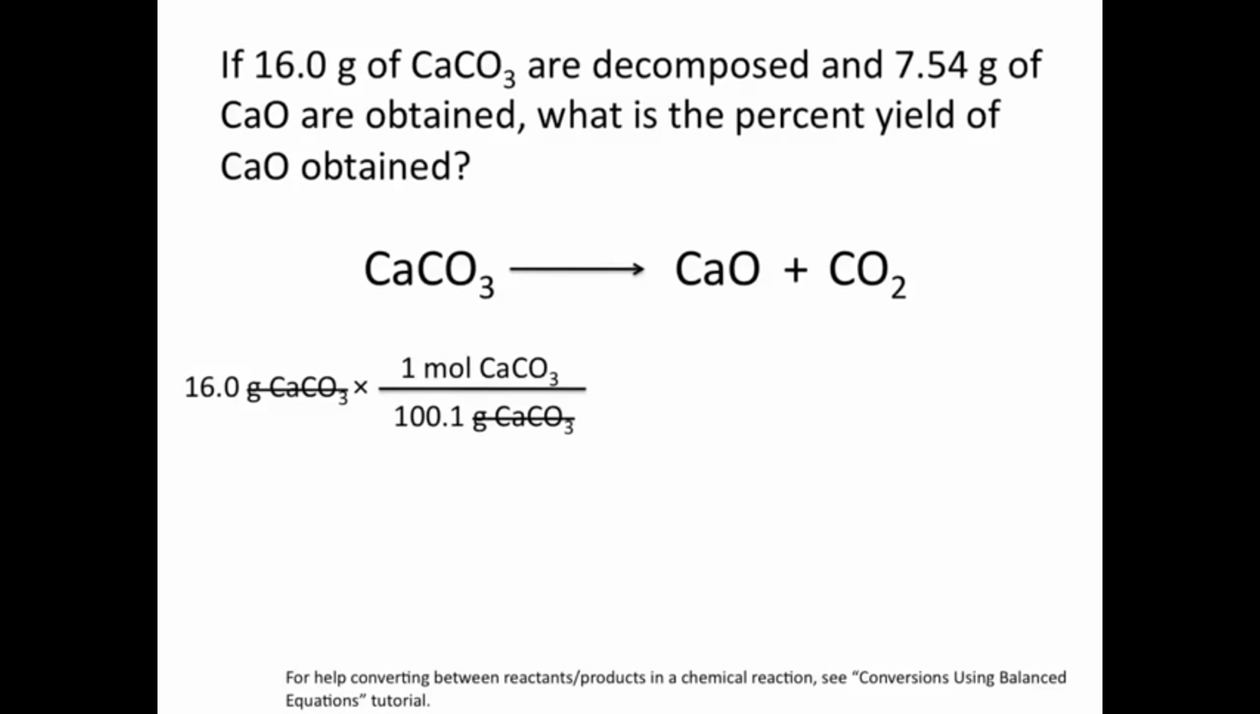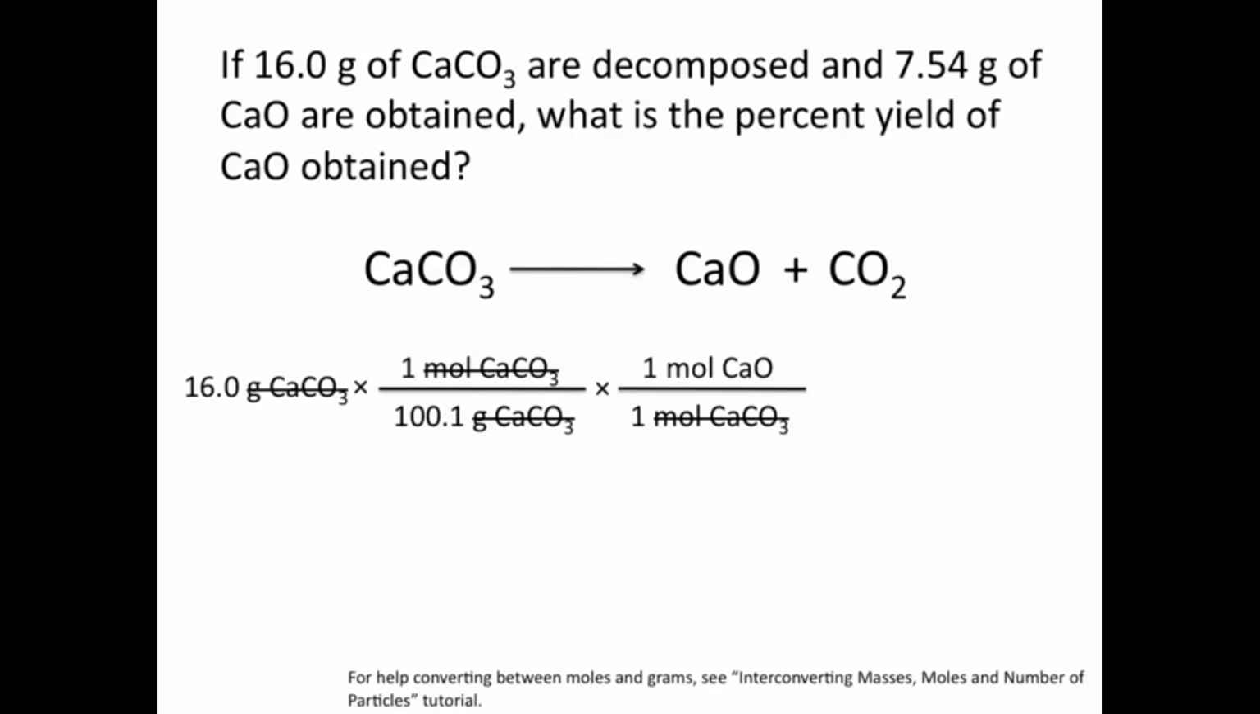Now that we have moles of calcium carbonate, we can convert to moles of calcium oxide using the coefficients in our balanced chemical equation. And this is why it's very important to check that your equation is balanced. In this case, 1 mole of calcium carbonate will give us 1 mole of calcium oxide. This allows us to cancel out moles of calcium carbonate and leaves us in moles of calcium oxide.